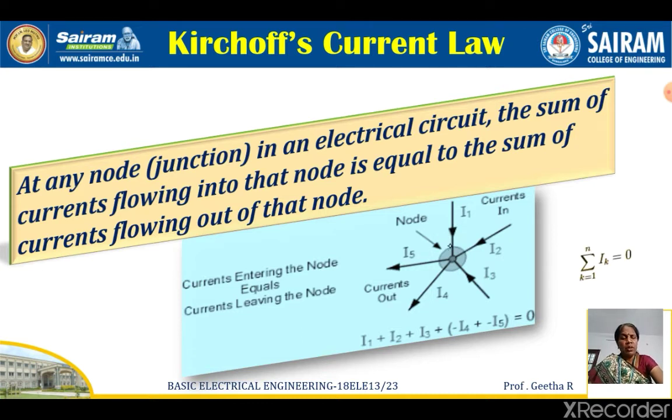If you follow some sign convention, for the incoming current, if you treat it as positive, the outgoing current you treat as negative. When you add everything, the algebraic sum will give you the current value as 0.